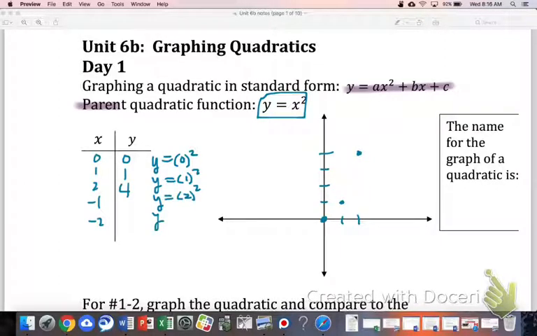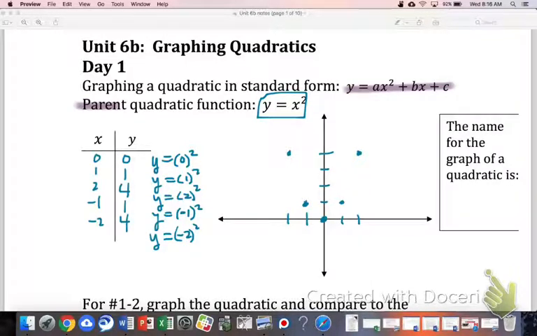What if I plug in -1? -1 in parentheses squared is really 1. So my next point, this is where it really goes different than what we're used to. -1, 1 is right there. This is definitely not a line, right? Clearly not a line. And then lastly, you plug in the -2, you get y equals -2 in parentheses squared, which is 4. So we end up with -2, 4. Can you see how there is a lot of symmetry to this? But it is definitely not a line.